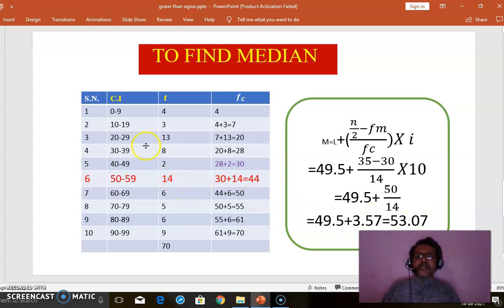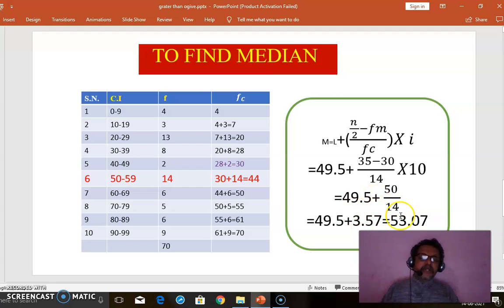Here I am considering class intervals like 0 to 9. If you consider 1 to 10, you can calculate for that and you will get the same thing. A slight difference is there because here I am not considering continuity. If you take continuity, then you will get the same answer.